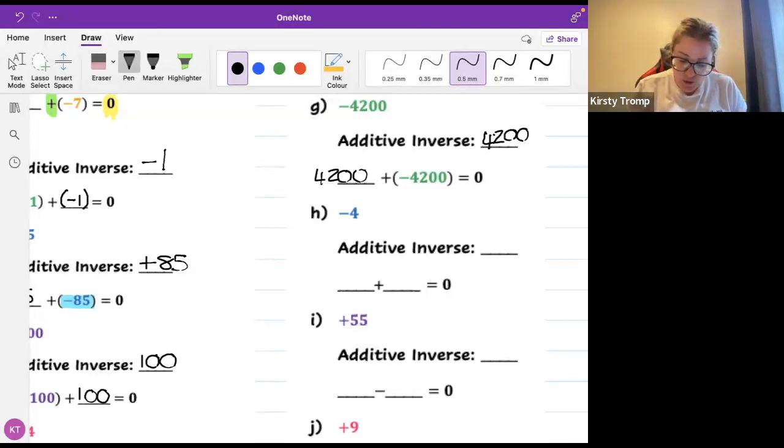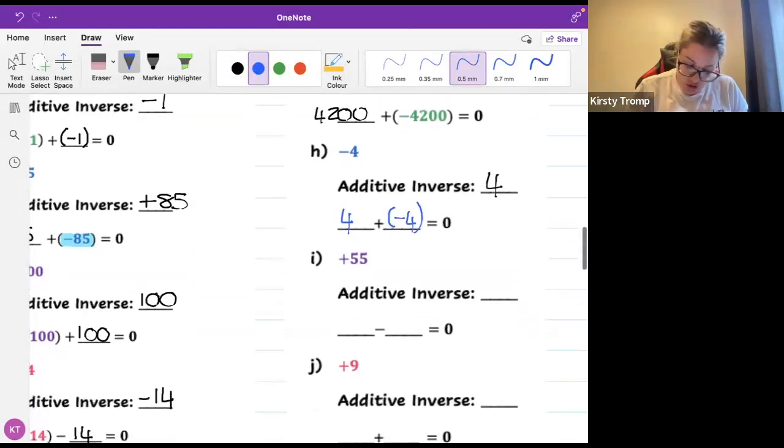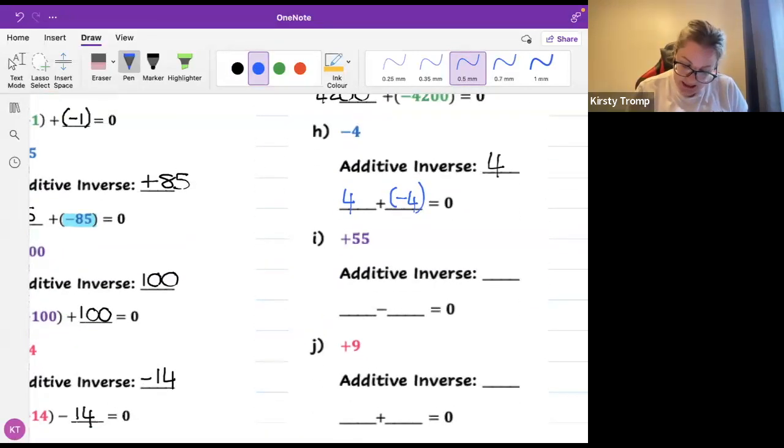So we've got negative 4. The additive inverse of negative 4 would give us 4. So when we're putting our answers in, we're going to have 4 plus, in brackets, negative 4, which gives me 0.